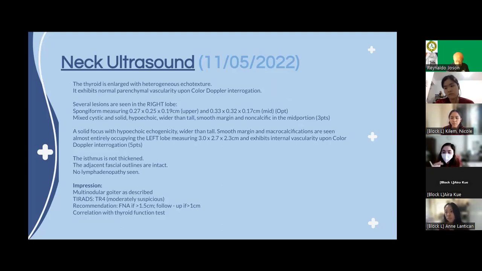And each thyroid score po has a recommendation. So for this one po, for this thyroid score, the recommendation po is to perform a fine needle aspiration biopsy. So next slide po.